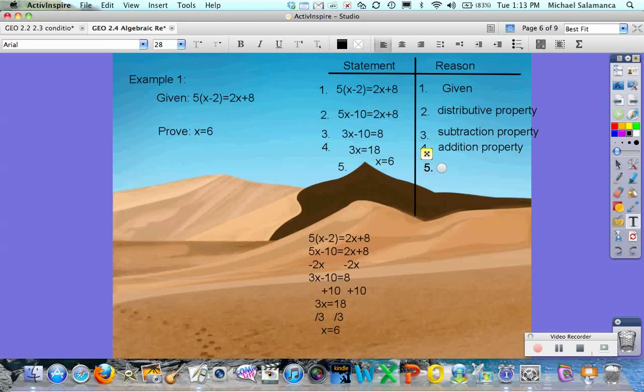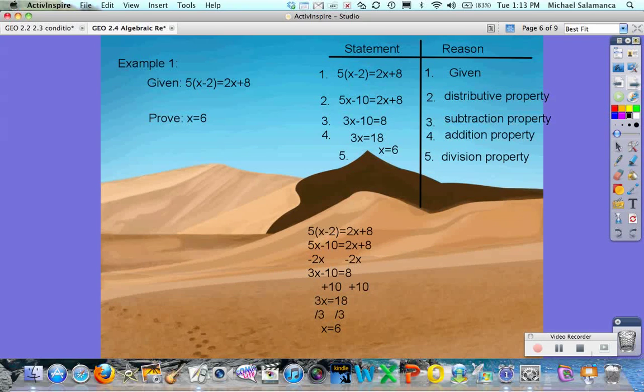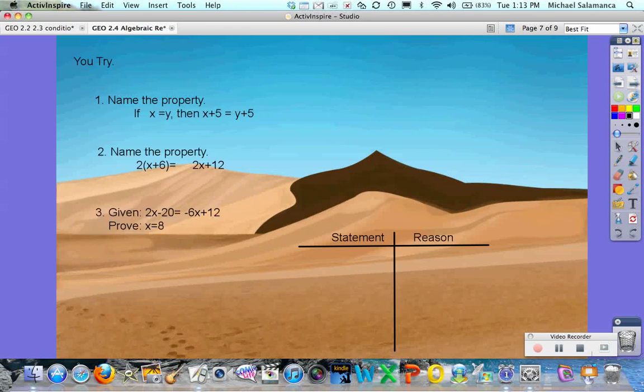Now the reason why we got x equals 6, if you notice from the statements, from 4 to 5, 3x equals 18 became x equals 6. And the way we got that was we divided. So we divided by 3, so we use the division property. And that's it. Now it's your turn. Try solving these 3 problems and writing them down in your notes. That's all for now. I'll see you guys next time.